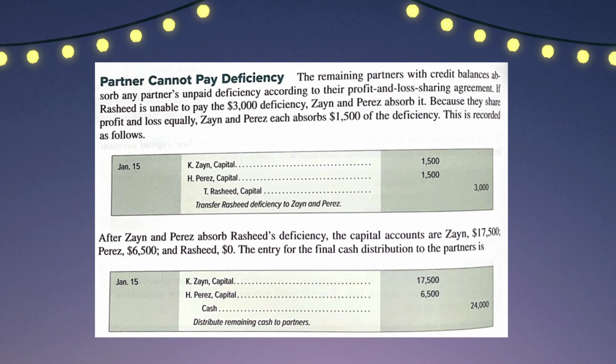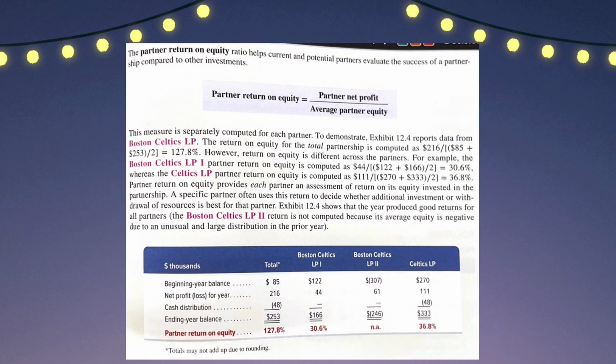After Zain and Perez absorb Rashid's deficiency, the capital account balances are Zain, $17,500, Perez, $6,500, and Rashid, $0. The entry for the final cash distribution to the partners is as in the slide. Partner return on equity. The partner return on equity ratio helps current and potential partners evaluate the success of a partnership compared to other investments.